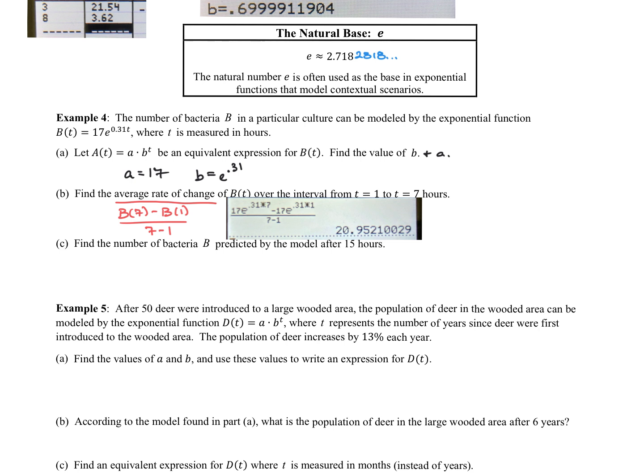All right, part C. Find the number of bacteria b predicted by the model after 15 hours. So on this one, all we're having to do is do what? Substitute in what? 15. So we're finding b of 15. And so we're substituting in 15 right in there.